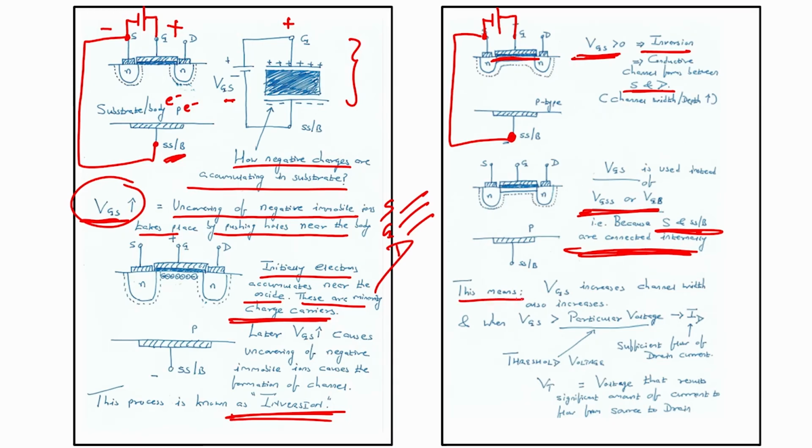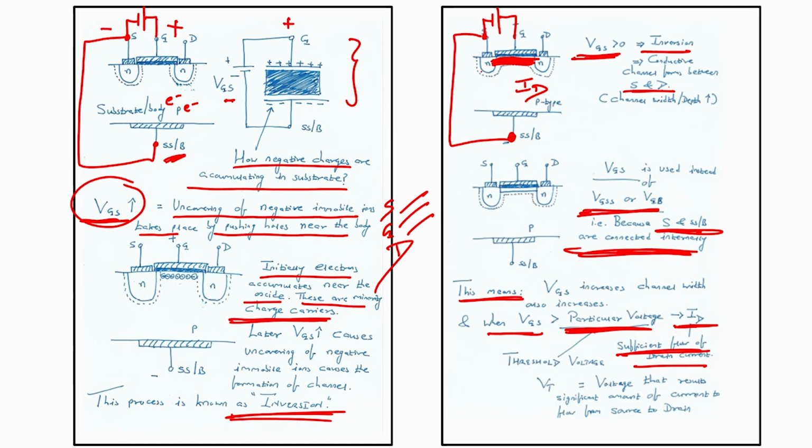So, this means that when VGS increases, channel width also increases, correct. If I keep on increasing VGS, my channel width will keep on increasing, right. So, when VGS is increased greater than a particular voltage, what will happen? There will be sufficient flow of current, sufficient flow of drain current.